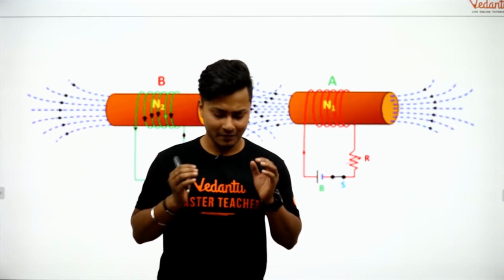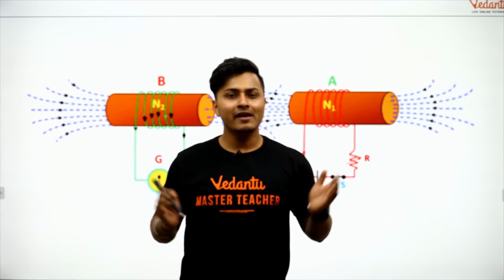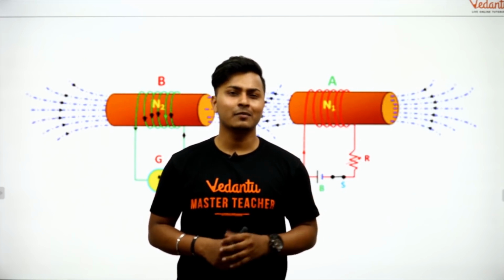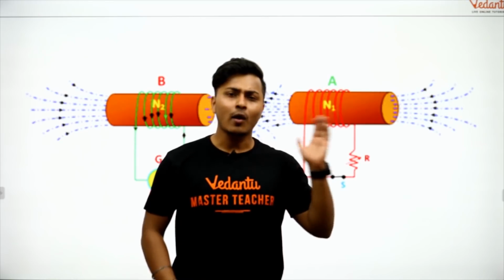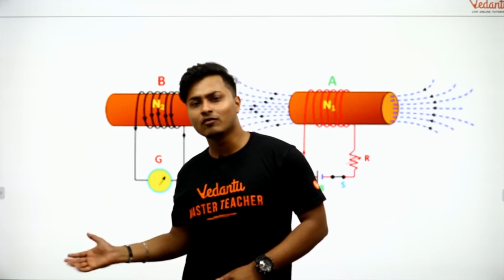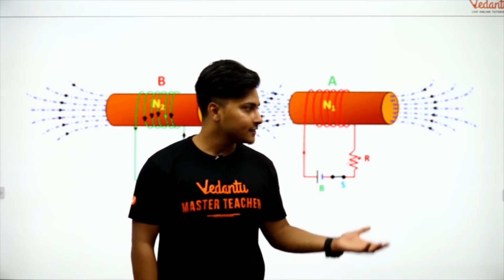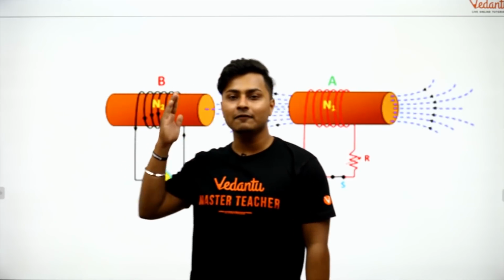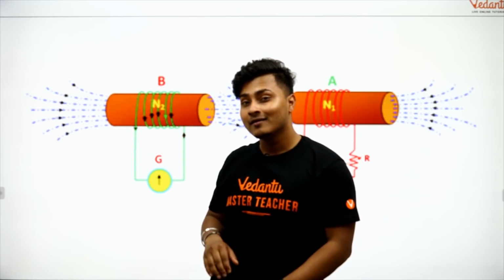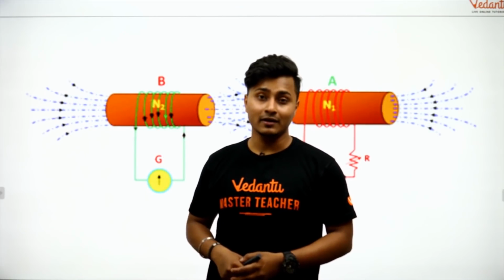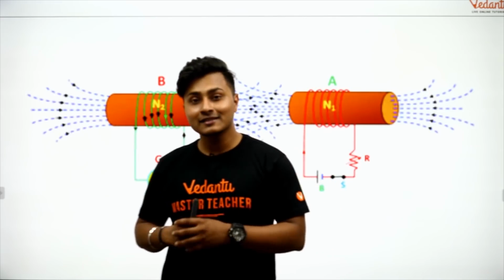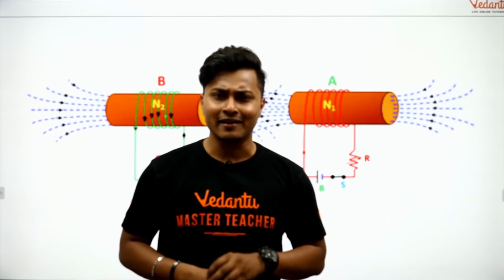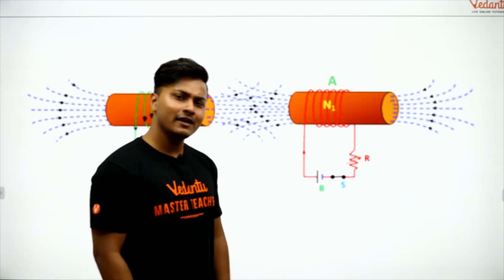Now let me put it in a very simple way. When we have two coils, coil A and coil B, coil A called the primary coil, coil B called the secondary coil. Coil A is connected to the battery, coil B is connected to the galvanometer to detect current. When current starts flowing through the coil A, it produces its own magnetic field, and when this magnetic field gets linked with the coil B, an induced current is being generated in the secondary coil, and this is called electromagnetic induction. But it doesn't end there, because I would like to ask a very interesting question to you guys.